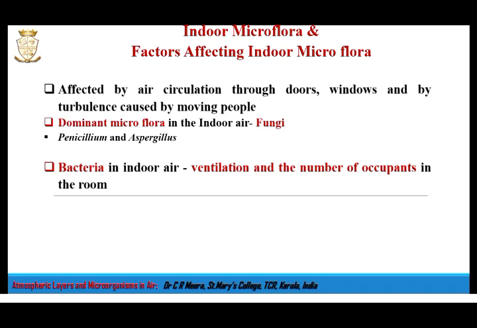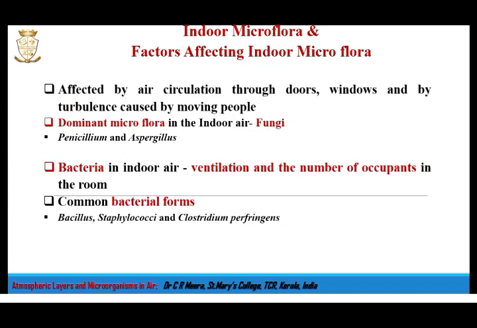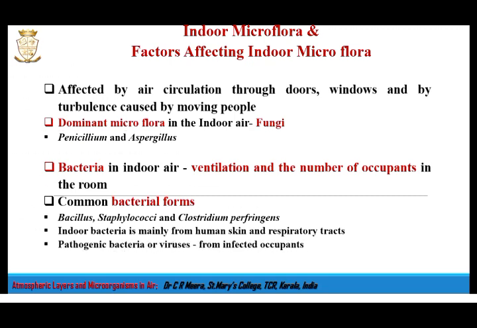Bacteria in indoor air are determined by factors like ventilation and the number of occupants in the room. Common bacterial forms include Bacillus, Staphylococci, and Clostridium perfringens. Indoor bacteria are mainly from human skin and respiratory tracts. Pathogenic bacteria or viruses can be seen in the indoor air if the occupants are infected.